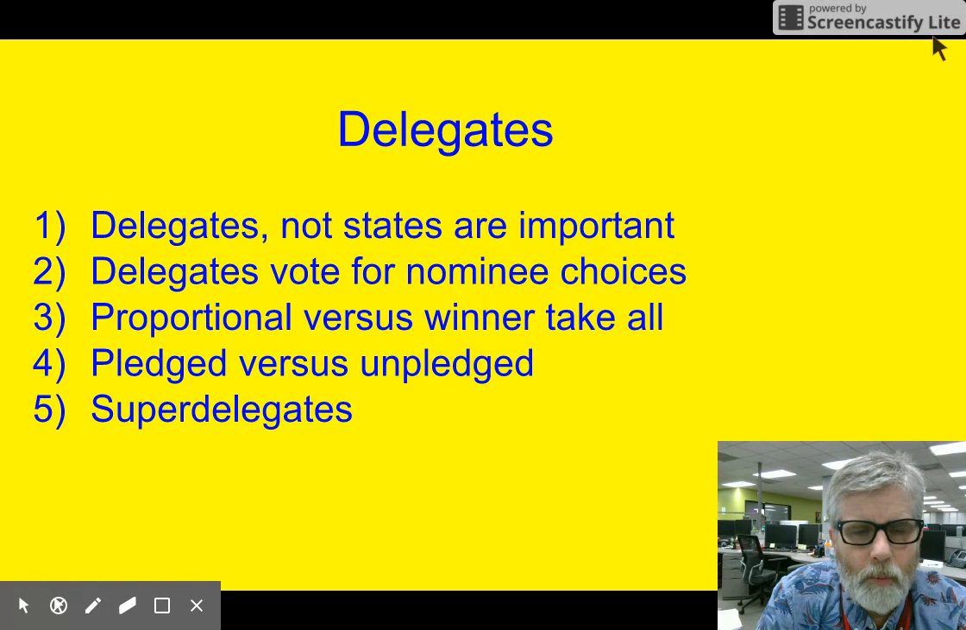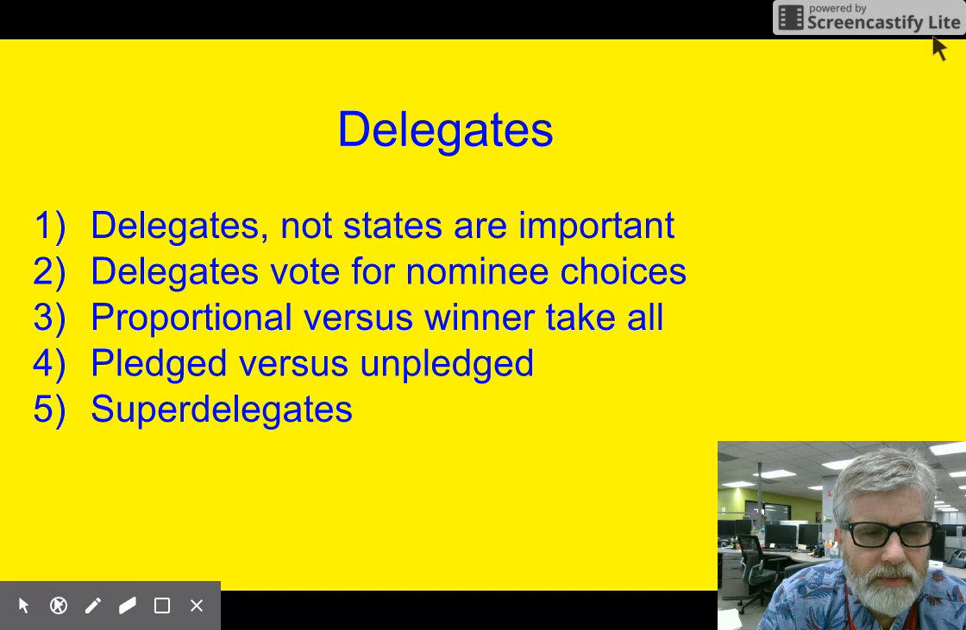A winner take all situation, many of the Republican states are winner take all. So if you win by one vote, you get all of the delegates. So in Arizona, just this past Tuesday, the nominee in the Republican Party, Donald Trump, won the popular vote and got all 58 of the delegates. This happened also in Florida and Ohio, so it's very common in the Republican Party.